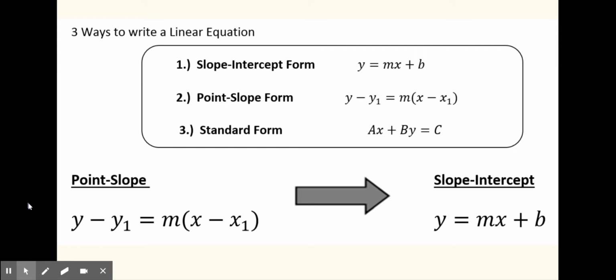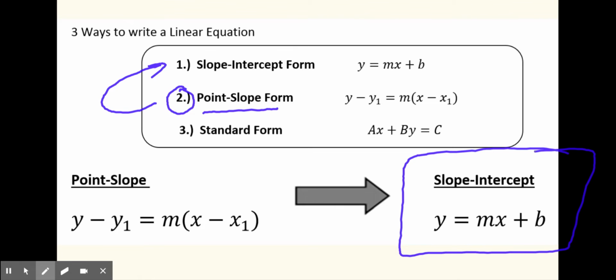From our last video, we mentioned that there's three ways to write a linear equation. We mainly focused on point-slope form and using point-slope form to solve and get slope-intercept form. It's important to know that slope-intercept form is often the end goal for the majority of these problems. So I actually just want to take a minute here and just focus on slope-intercept form.